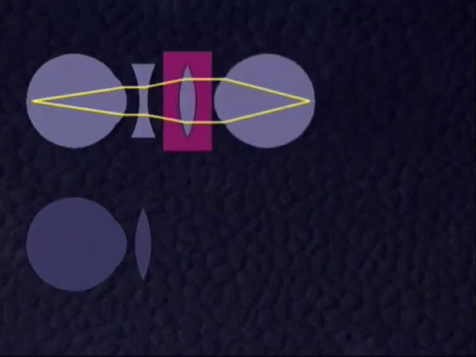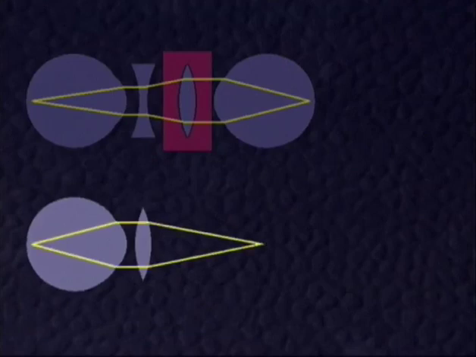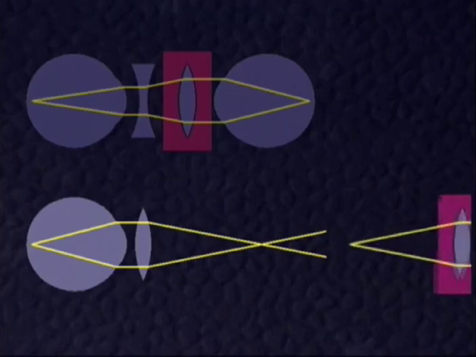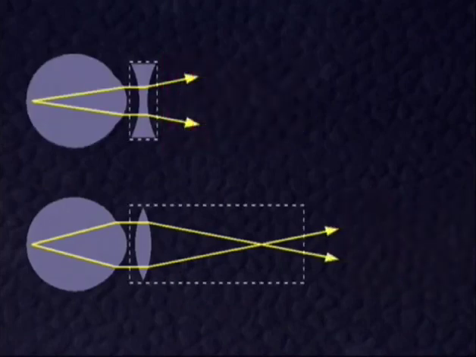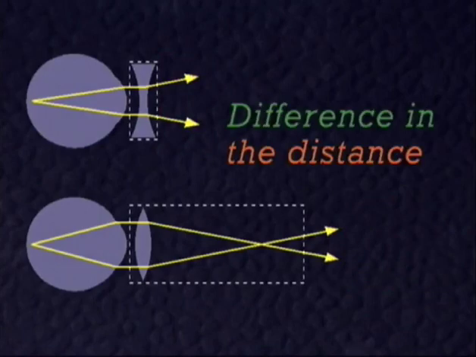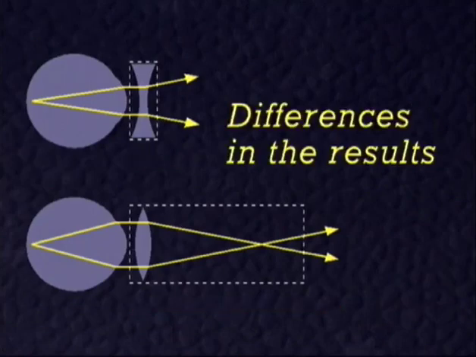The minus lens renders the parallel rays divergent so that they can be accepted by the microscope. The plus lens makes the parallel rays convergent and brings them first into focus in front of the lens. From this focus, the rays emerge divergent and then can be accepted by the microscope. Therefore, both types of lenses provide divergent rays. But note the difference in the distance which will occur between the eye of the patient and the microscope. Furthermore, there is a difference in the results.